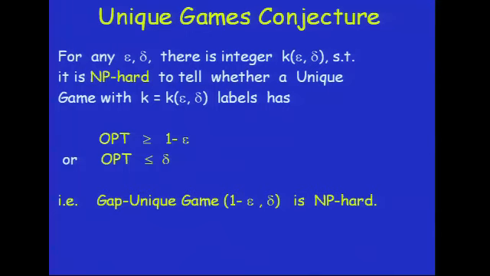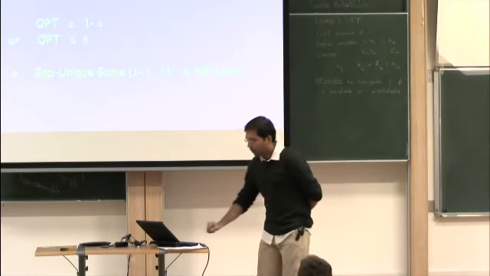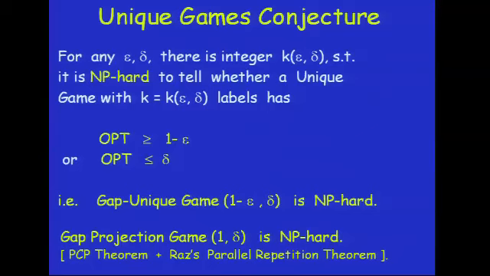Sometimes a problem like this, where the optimum is either very large or very small, is called a gap problem, here with a gap of 1 minus epsilon versus delta. So we are saying that this gap version with this particular gap is NP-hard. What is known is that there is a slightly more general form of games called projection games, and this result is known for these projection games, in fact with a gap of 1 versus delta. This follows from the PCP theorem and Raz's parallel repetition theorem, and this is the starting point of most hardness results. But I'm not going to talk about this here.